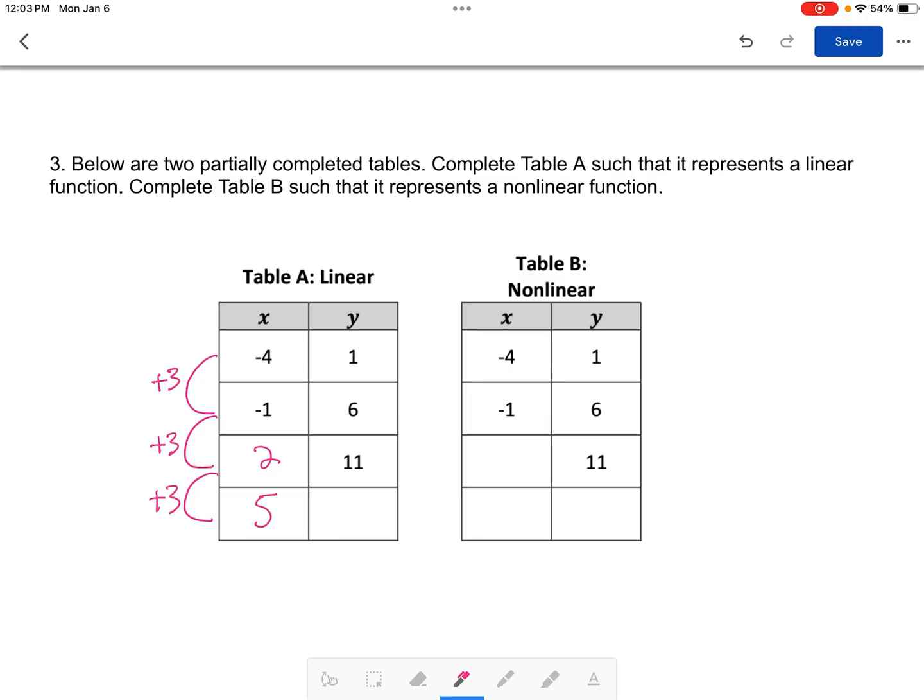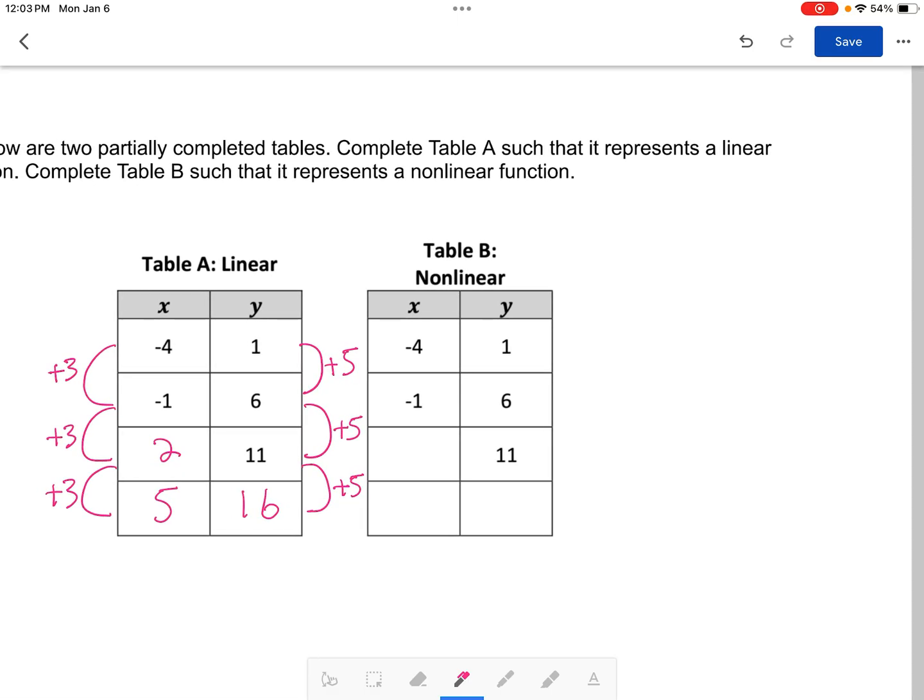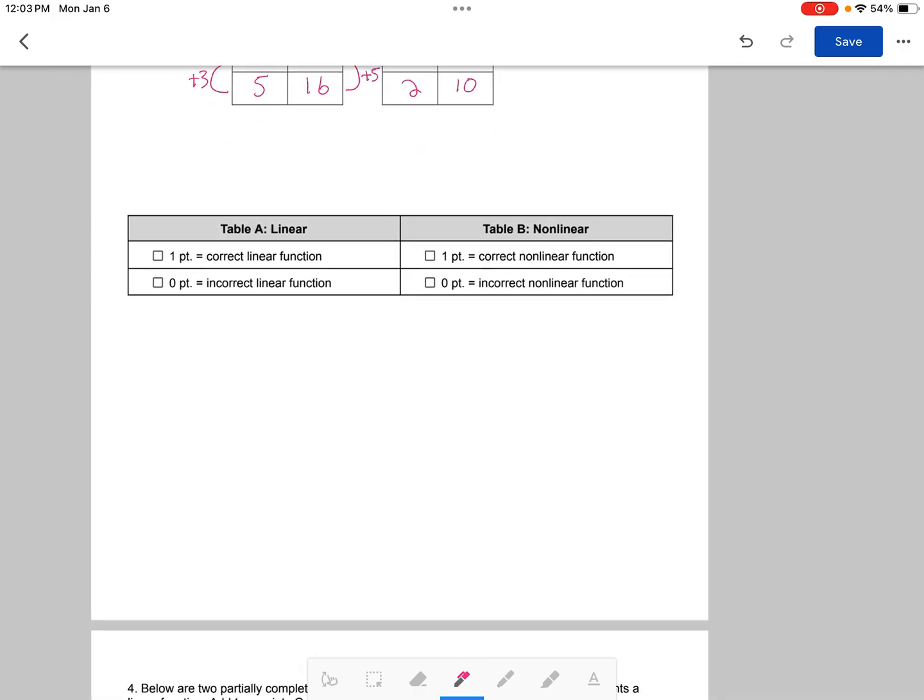And then on this side, it looks like I'm adding 5. And then 6 to 11, I'm adding 5. And then last but not least, when I add 5 again, 11 plus 5 gives me 16. So that's my linear table. Looking at my nonlinear table, I can just put random values in here. I don't want them to form a pattern. So I could do 0, and then I could do 2, and over here I could just do 10.